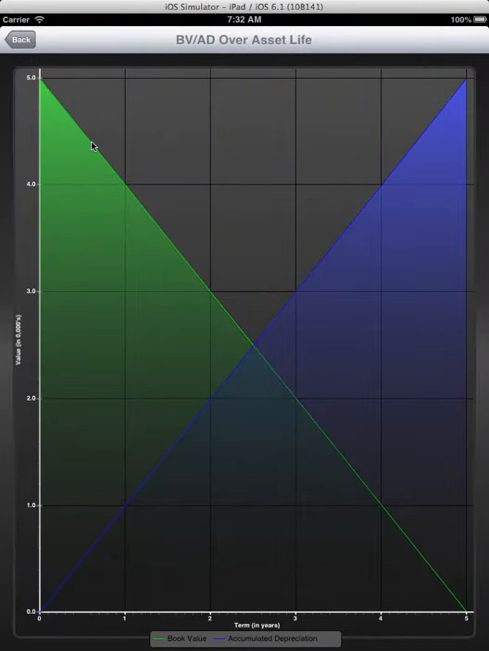Here is the graph of the accumulated depreciation versus book value. Book value is declining, accumulated depreciation is increasing. This is the term, the life in years, and here is the value.